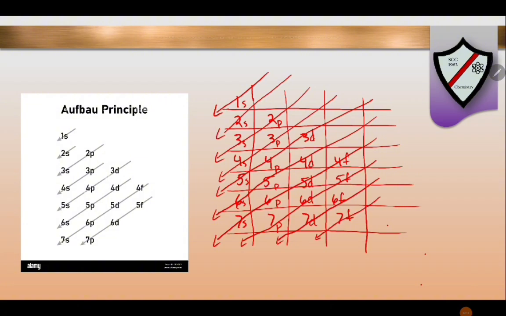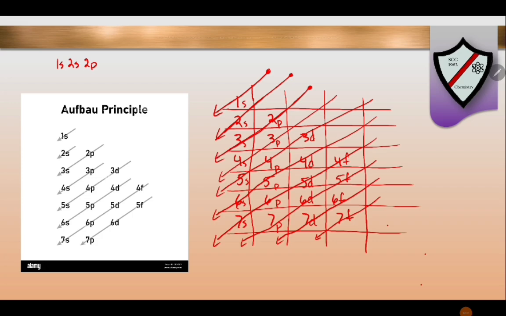So the correct filling order for the atomic orbitals is as follows. You start at the top here and we follow the arrow down. The first one we fill is the 1s orbital. We go to the top of the next arrow here and follow it down. The next orbital we fill is the 2s orbital. We start at the top of the next arrow. We fill the 2p orbital.